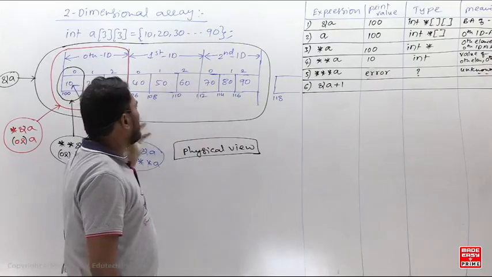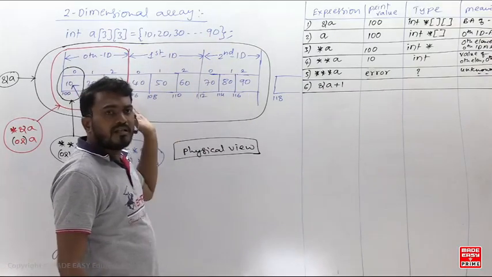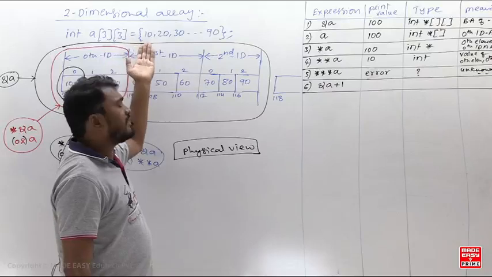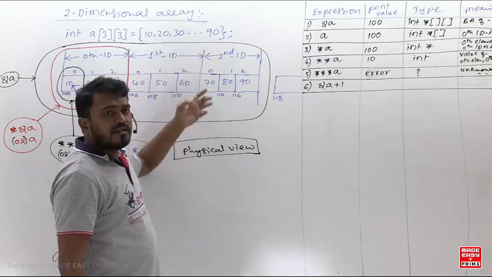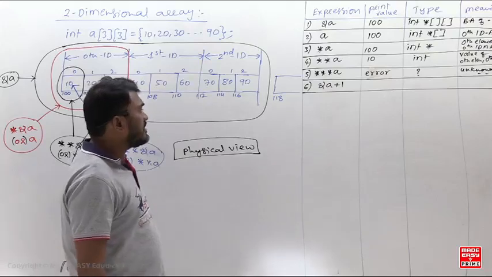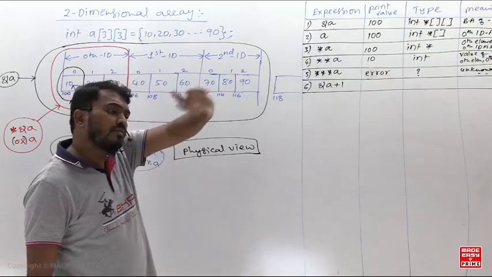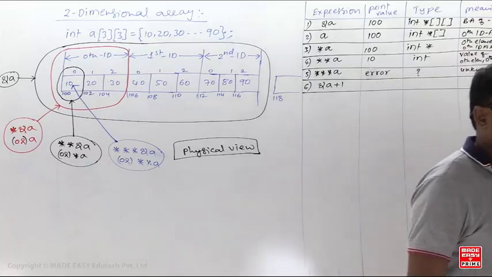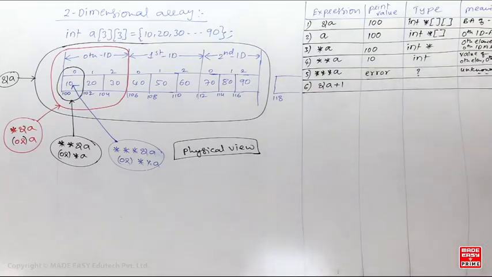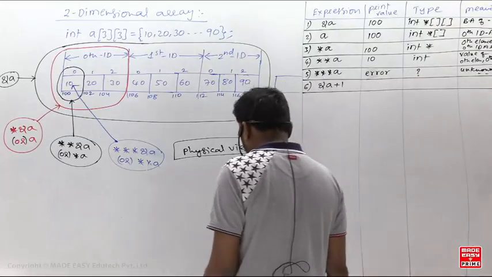So what is the 2D array size? 18 bytes. There are 9 elements and every element is 2 bytes. 9 into 2, 18 bytes. So 100 plus 18, so 118. So it will jump according to the 2D array size.